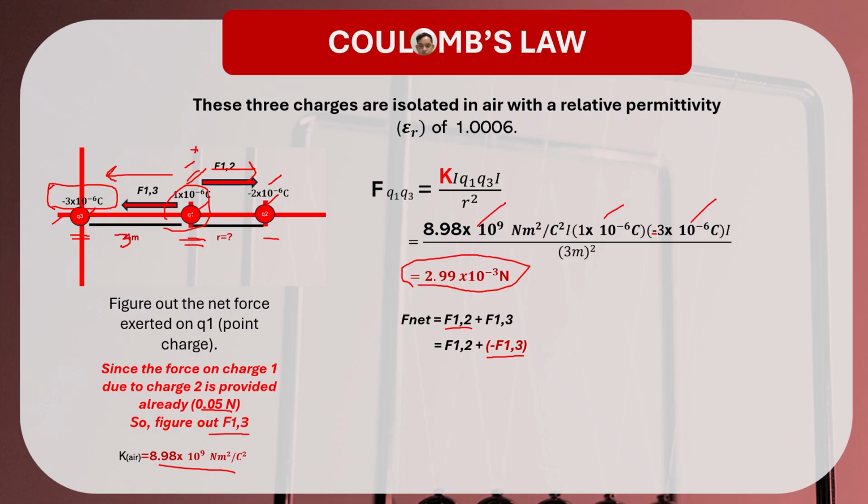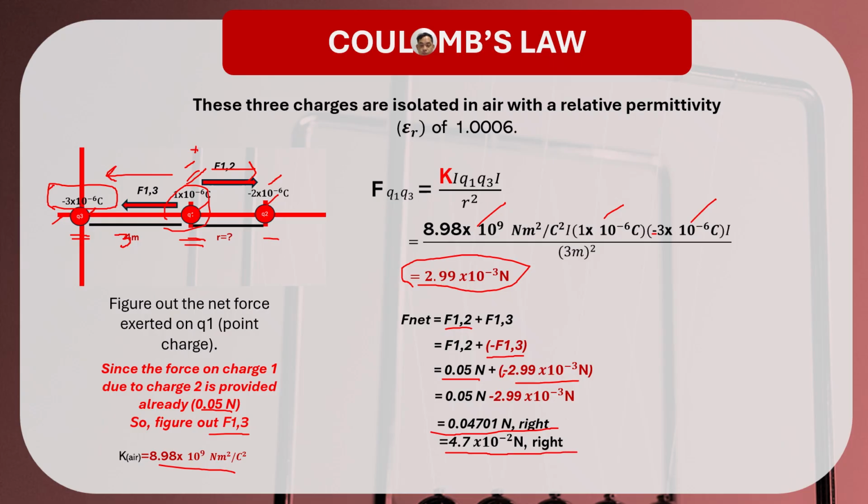Now we will plug in the values. The force on charge 1 due to charge 2, in the previous task, is 0.05 newtons, it's given. And we calculated a while ago 2.99 times 10 raised to negative 3 newtons, but this time we have a negative sign here to represent the direction. You will do the math and it will give you these values here. It's 0.04701 newtons to the right. Or you can have the scientific notation, 4.7 times 10 raised to negative 2 newtons to the right.